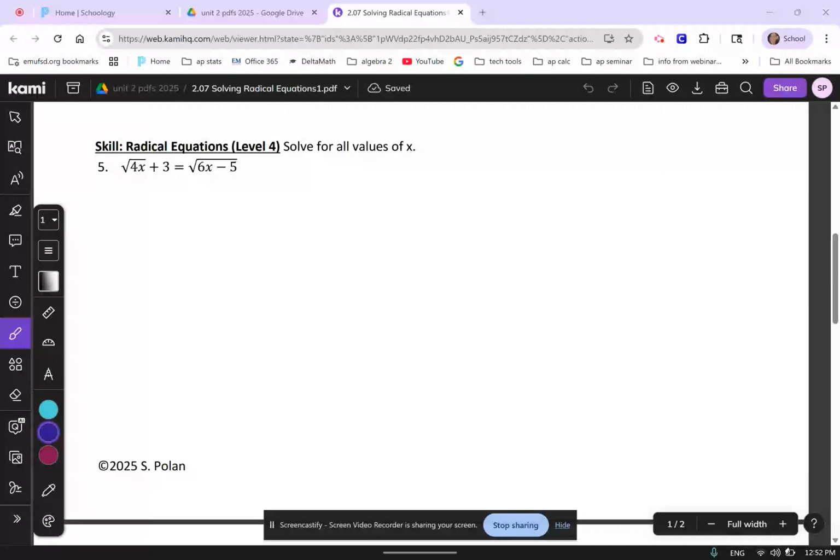In this video, I'm going to go over how to solve radical equations when there are two radicals in them. So it's radical equations level 4. So we see that in example 5, that we have two radicals, and therefore we can isolate them. So what you do is you square both sides. So let's rewrite the equation so we can see what we're doing.